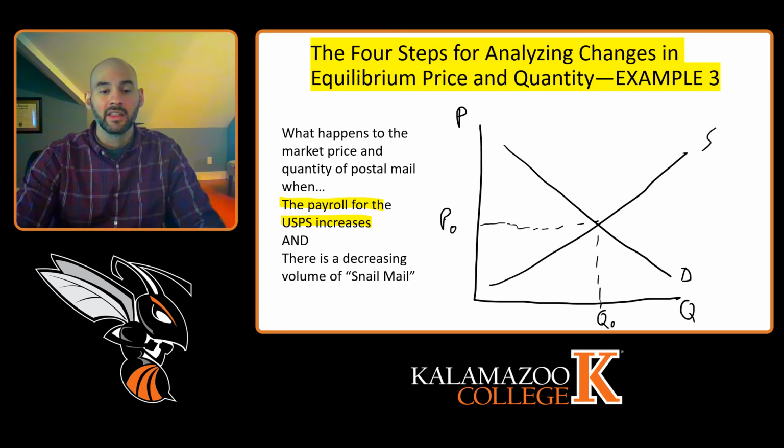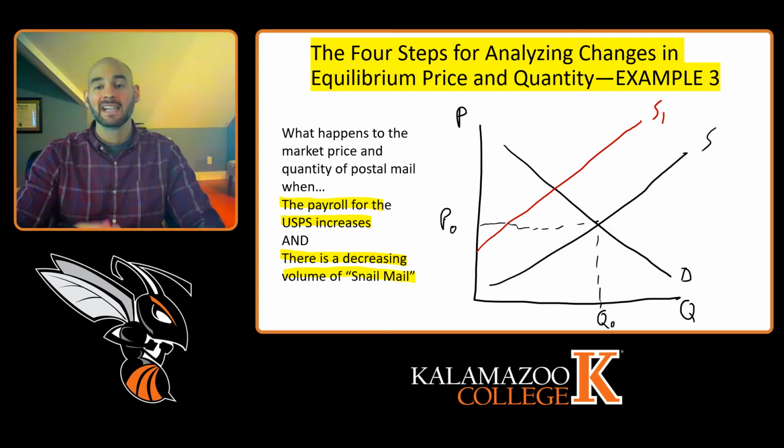So we then draw the new supply curve on the original supply and demand curve. So we have a leftward shift in supply. So we have S1. Now, before we draw the new equilibrium conditions, let's return to the prompt and think about what the other change implies. So when there's a decreasing volume of snail mail, when there's less of a preference for snail mail, is that going to impact supply or demand?